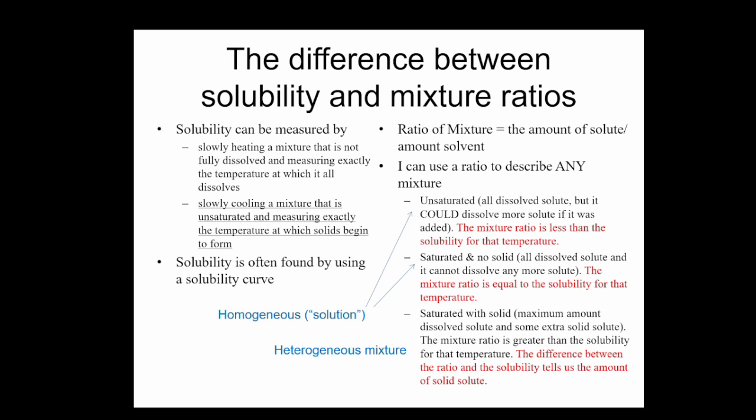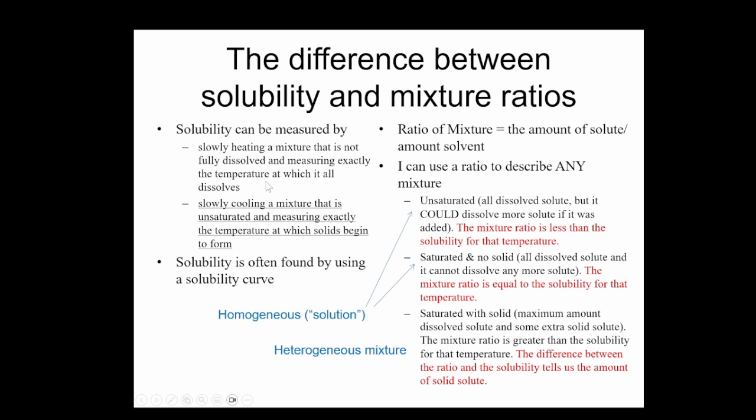And the third possibility would be that it's saturated with solid, so it's the maximum amount dissolved, but there's extra solute that is now in solid form because it can't dissolve, sitting at the bottom usually because it's heavier. So it would be heterogeneous because I have some part that looks like a liquid and some part that is solid. And that would be where the mixture ratio is greater than the solubility for that temperature. Also, if I wanted to know what proportion of mass was solid, I could subtract the solubility ratio from the mixture ratio, and so I could figure out how much is dissolved. The remaining amount of the solute would be in solid form.